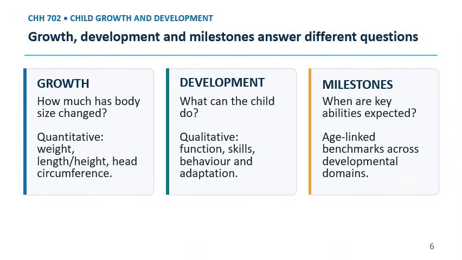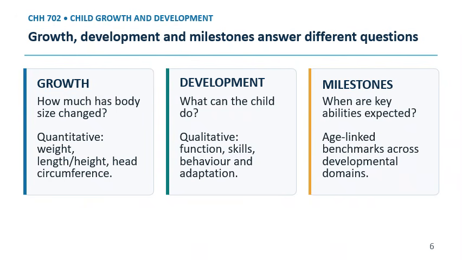We should therefore ask not only whether a milestone is present, but also whether the child is making progress and how the child performs the skill. A helpful way to remember this difference is to ask three questions. Growth asks, how much has body size changed? Development asks, what can the child do now? Milestone asks, when are particular abilities generally expected to emerge?